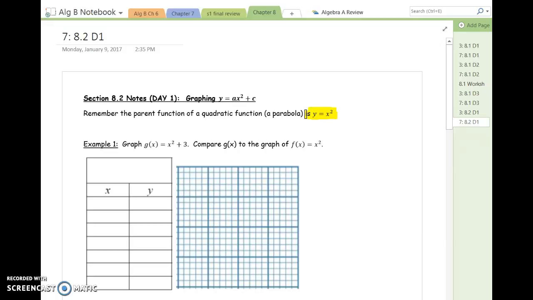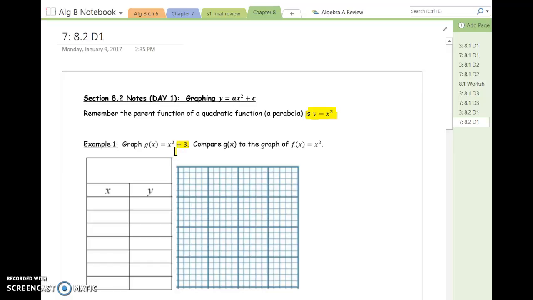If that number was negative, it flipped the graph upside down. If that number was bigger than 1, it made it narrower. If that number was less than 1, it made it wider. Today we're going to look at what happens when we put a number added or subtracted after x squared.